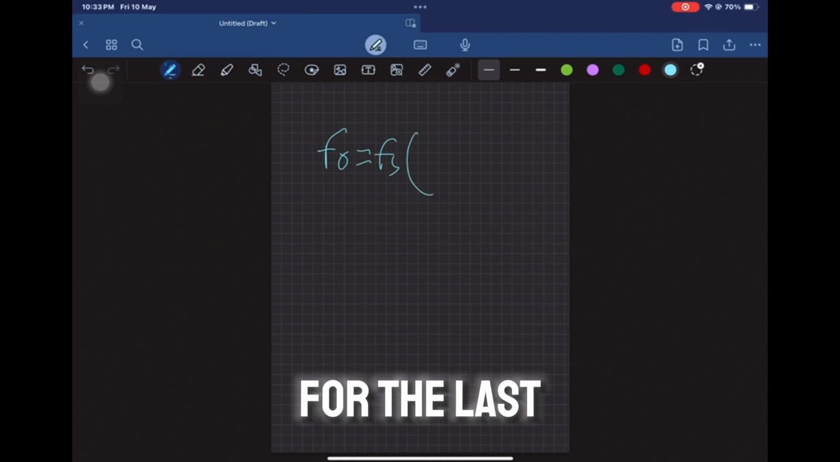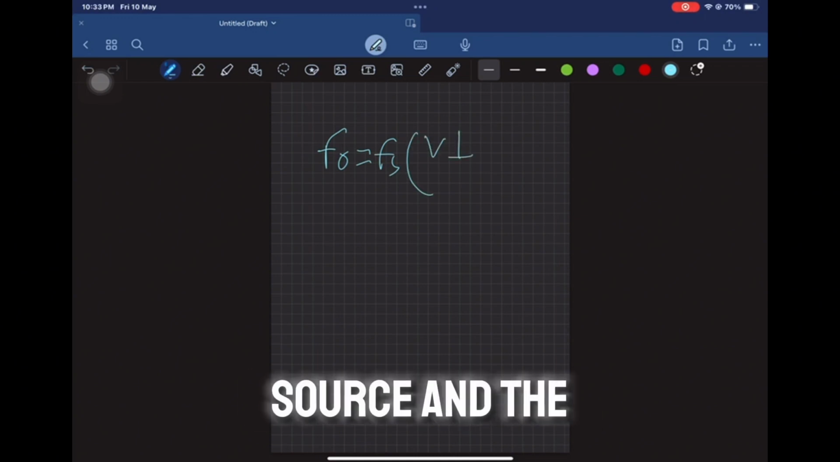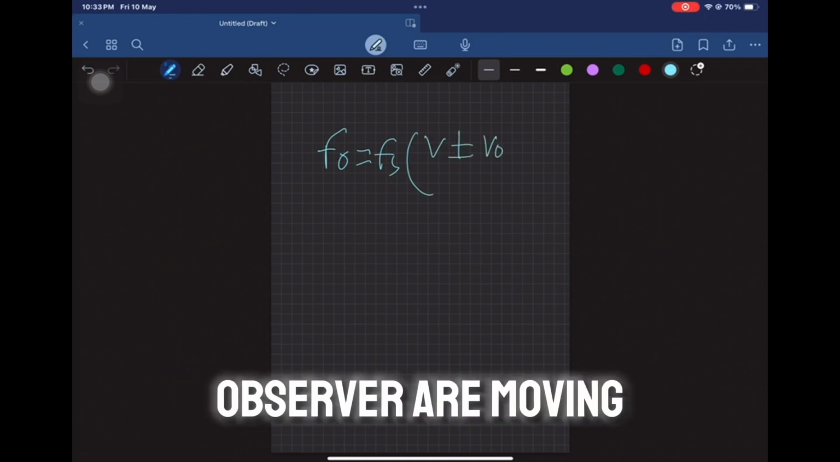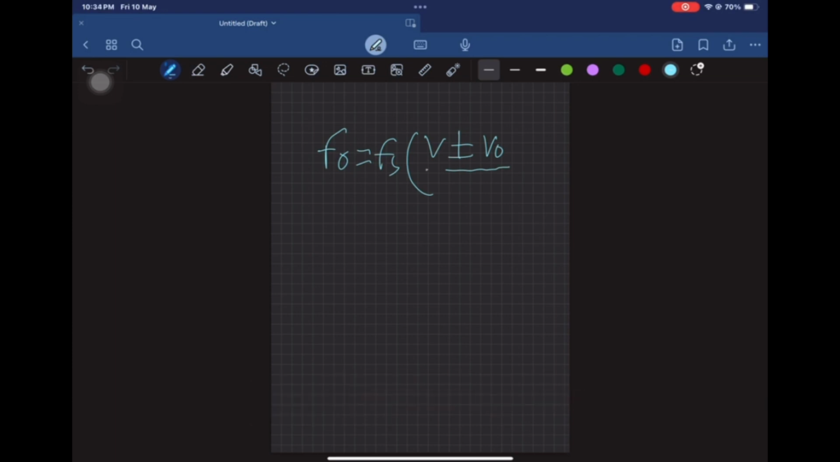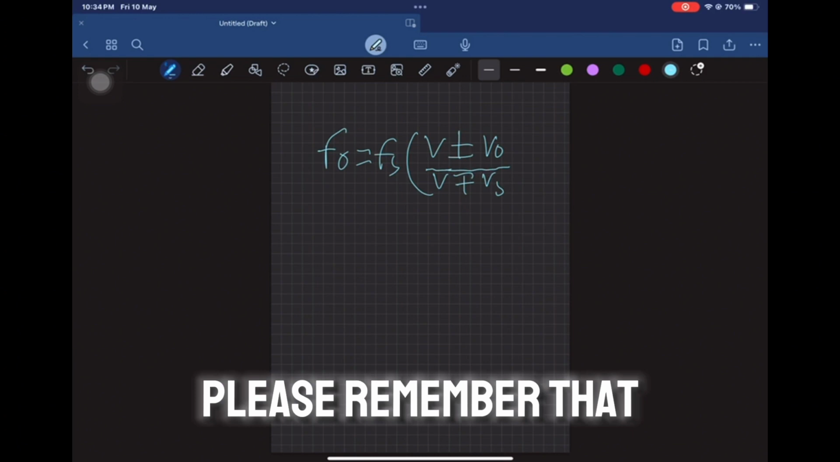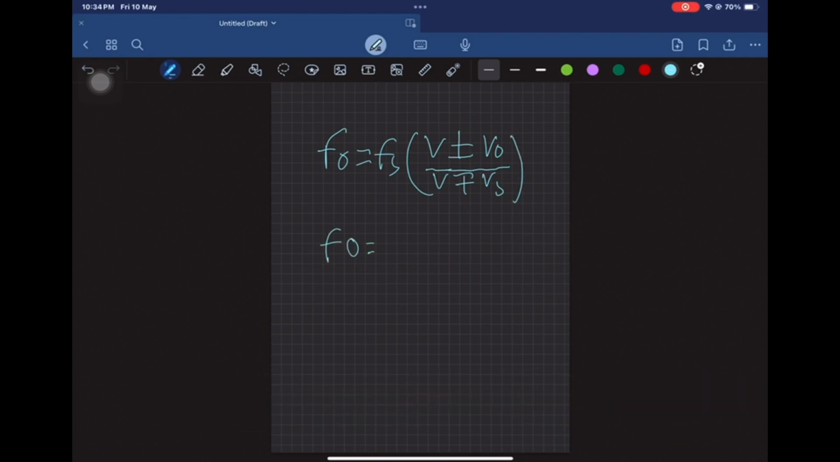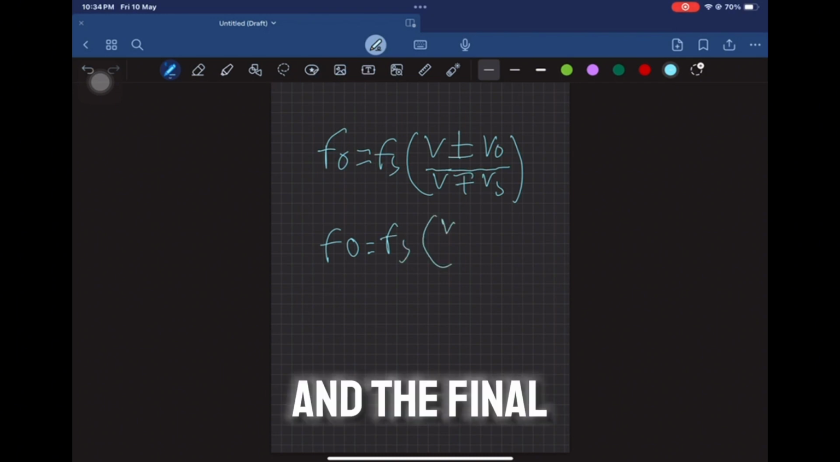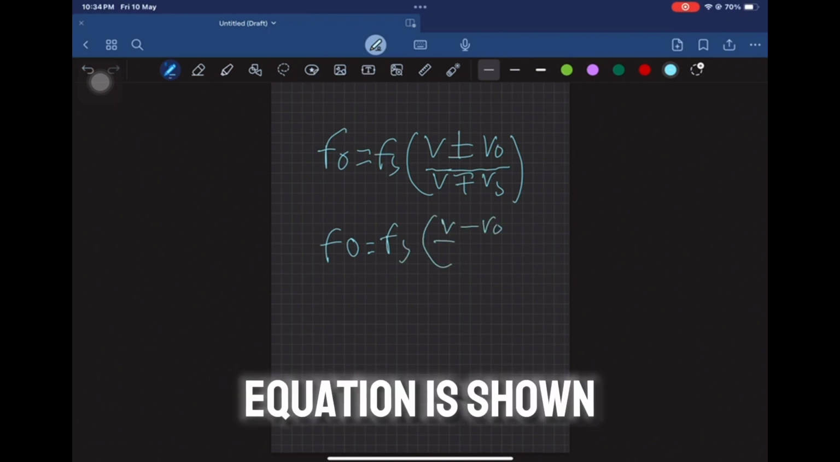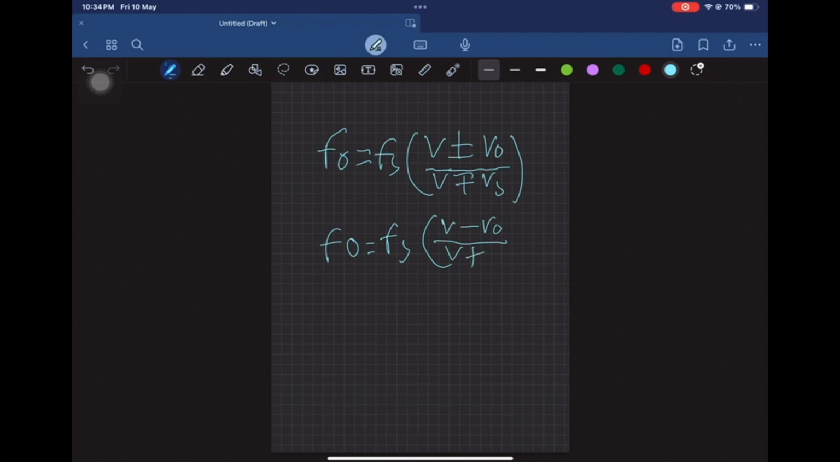So for the last case, the source and the observer are moving apart from each other. Please remember that we use the lower sign for this case. And the final equation is shown like this.